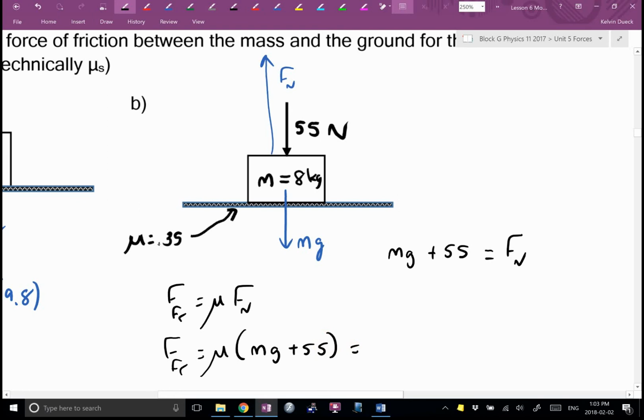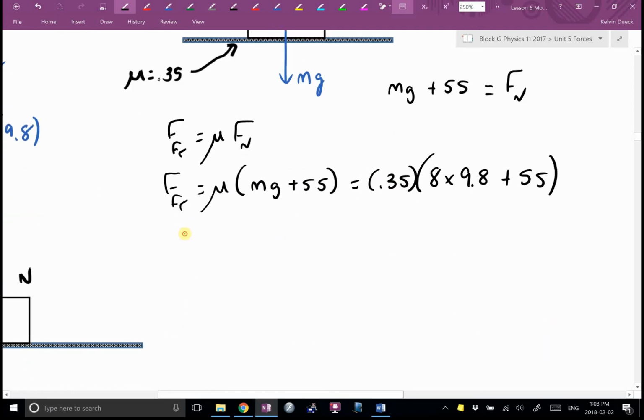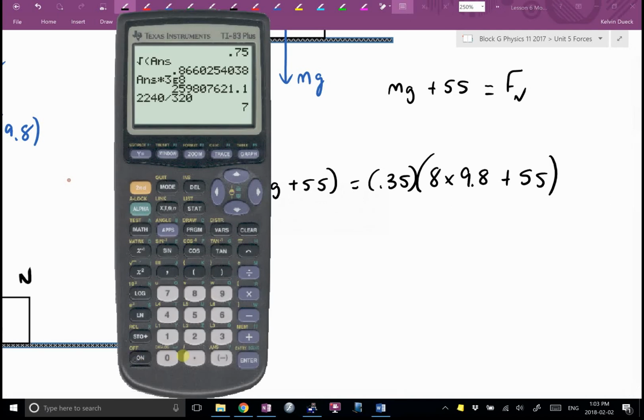Hey, what's mu? What's mu? 0.35? Times 8 times 9.8 plus 55. How hard would I need to pull to get this thing to start to move? 0.35 times bracket 8 times 9.8 plus 55. Whoop, that's wrong, 55. You get 46.7? No? Yes? Yeah.